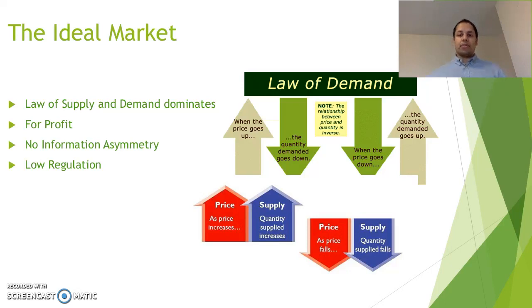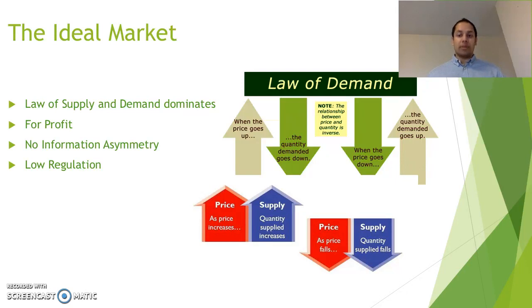The firms' aim is to increase the profit and at the same time to increase the market share, which is highlighted by Adam Smith in his book, The Wealth of Nations. In an ideal market, there is no information asymmetry. That means the consumer has the best information. She knows what to buy, where to buy, when to buy, and what amount. And there is low regulation.